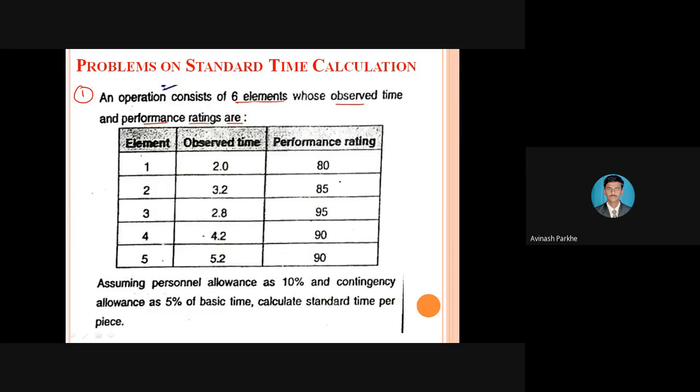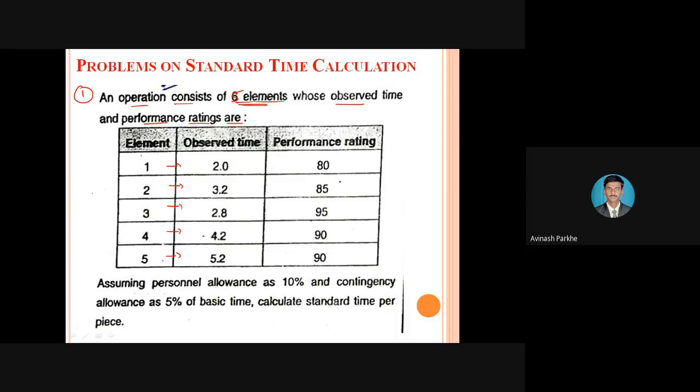So one operation is there. It consists of a total 6 elements. So if you go through this particular table, the element number first column represents the element 1, 2, 3, 4, 5. Sorry, the 5 elements are there by mistake. Here they have written 6. So 5 elements whose observed time is given for each and every element. So element number 1, 2, 3, 4, and 5.